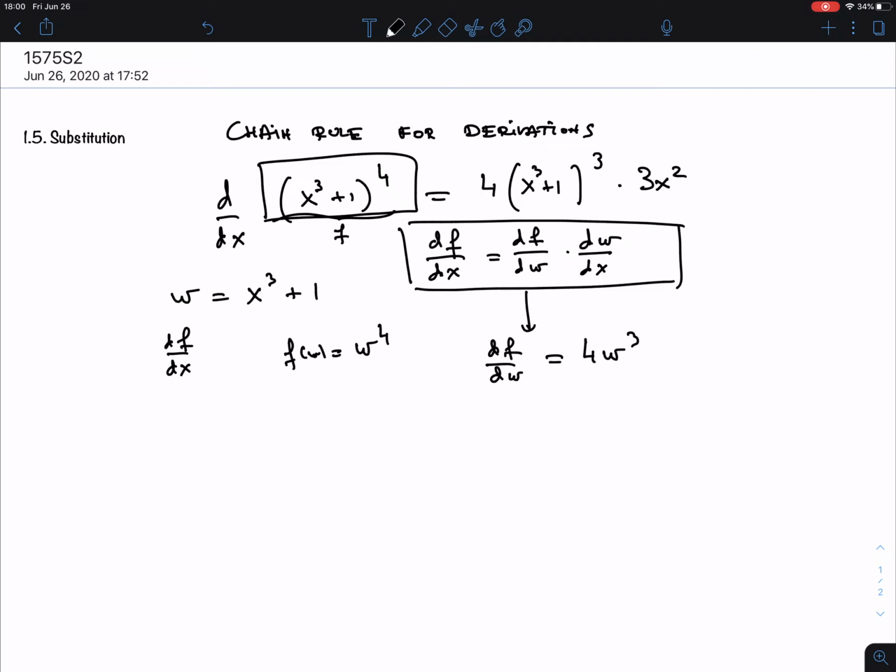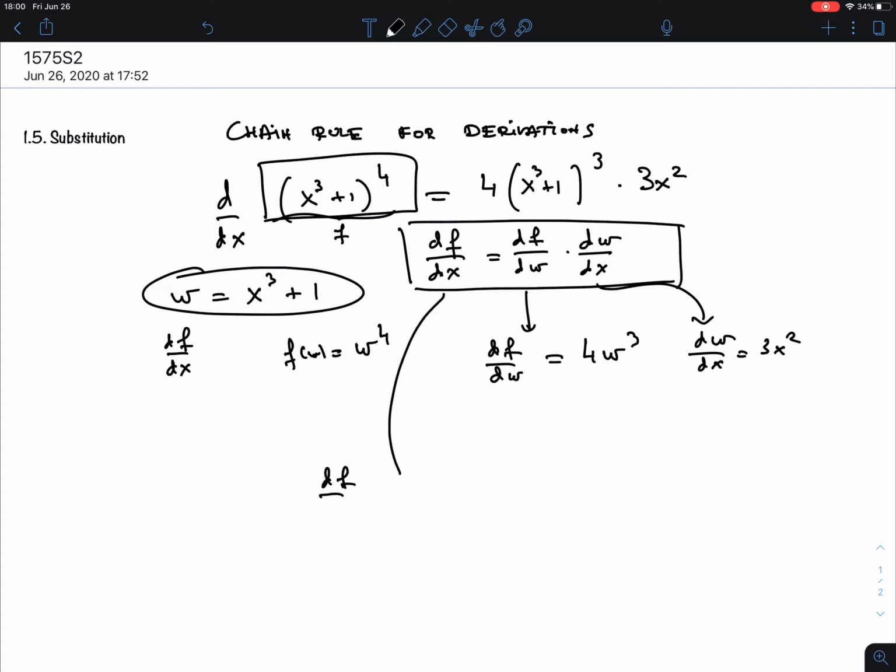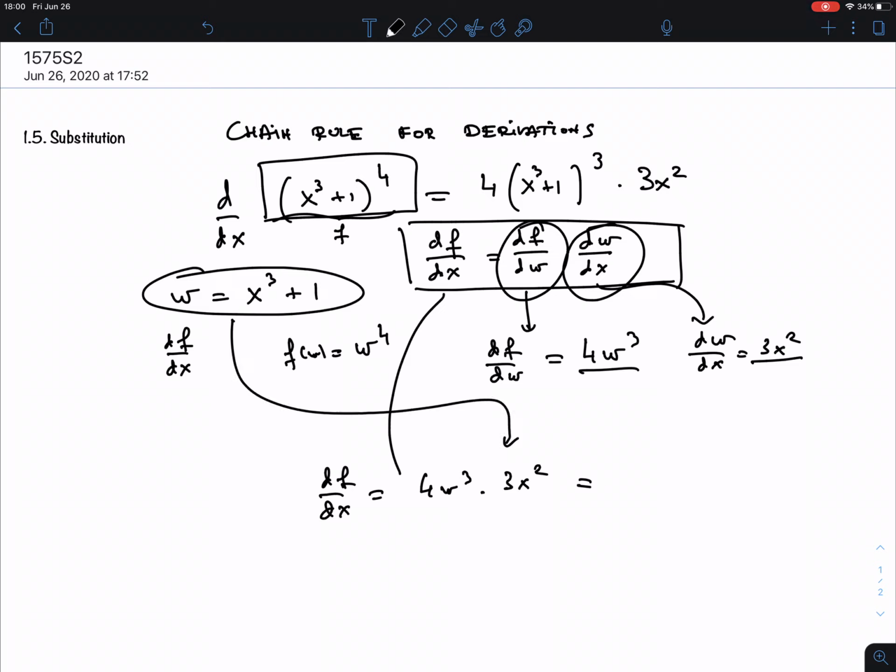Okay, and what else do we need? We need this guy, dw dx. Well, we have an equation here, and that's also the power rule in this case. dw dx is just 3x squared. And we're done. Because what does this say? This says df dx is df dw, which is 4w cubed, times dw dx, which is 3x squared. Now, of course, there's a w in here and x in there. The original variable was only x, so we plug back in what w is, and we see that it's 4 times (x cubed plus 1) to the power 3, times 3x squared. And that's exactly what I said there.